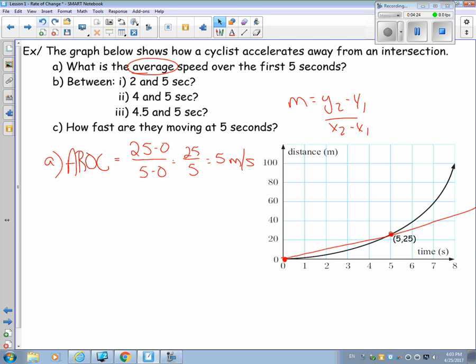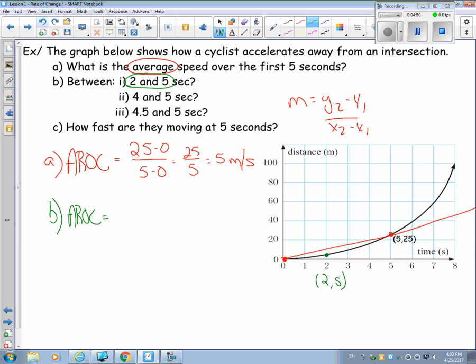Okay, if we do part B, part 1, what is the average speed between 2 and 5 seconds? And again, I know it's average because I've got two distinct points. We're still doing AROC, but now I have to figure out what's happening at 2, so I'm going to have to estimate. You're going to have to take your best guess and say what you think that is. I'm going to call that 2 and 5.